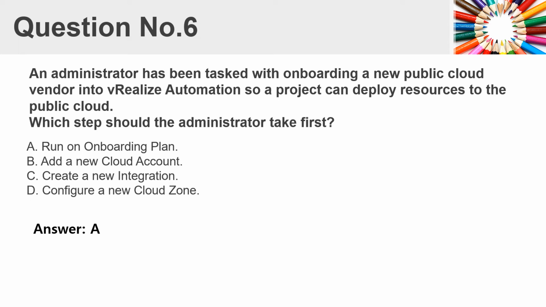Question number 6. An administrator has been tasked with onboarding a new public cloud vendor into vRealize Automation so a project can deploy resources to the public cloud. Which step should the administrator take first? A. Run an onboarding plan. B. Add a new cloud account. C. Create a new integration. D. Configure a new cloud zone. Answer A.